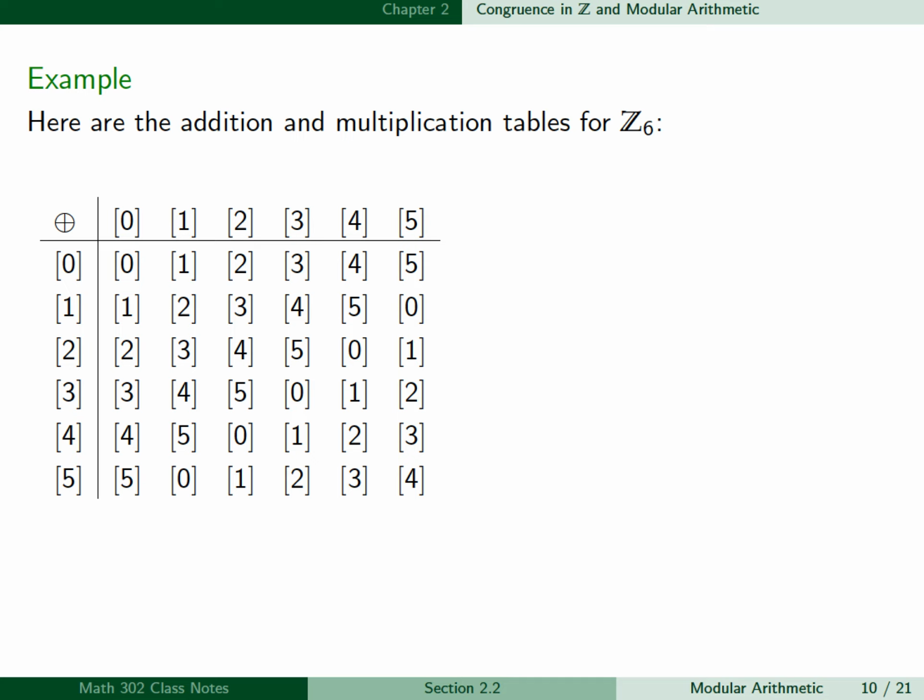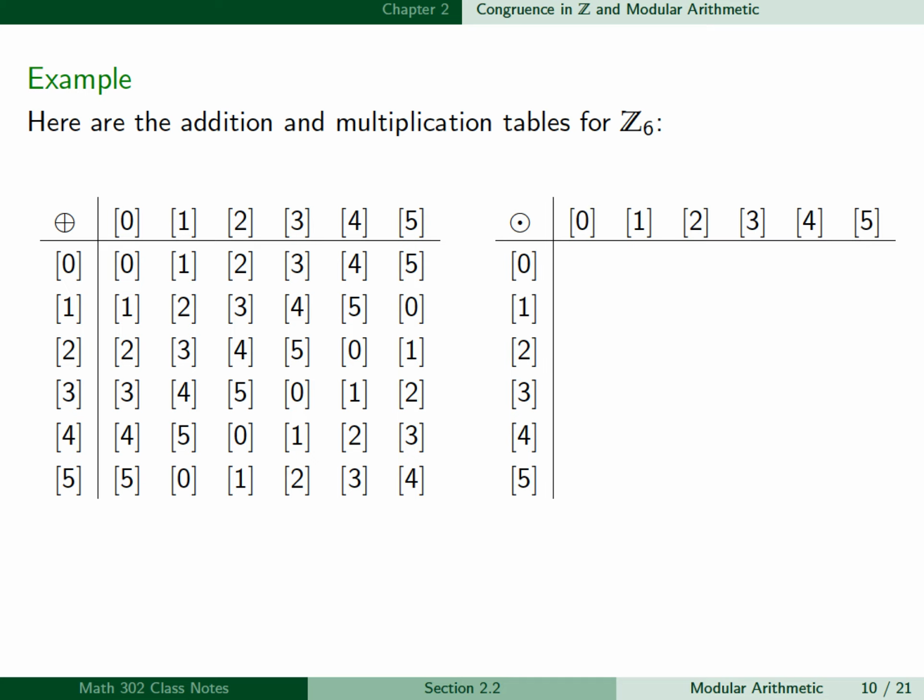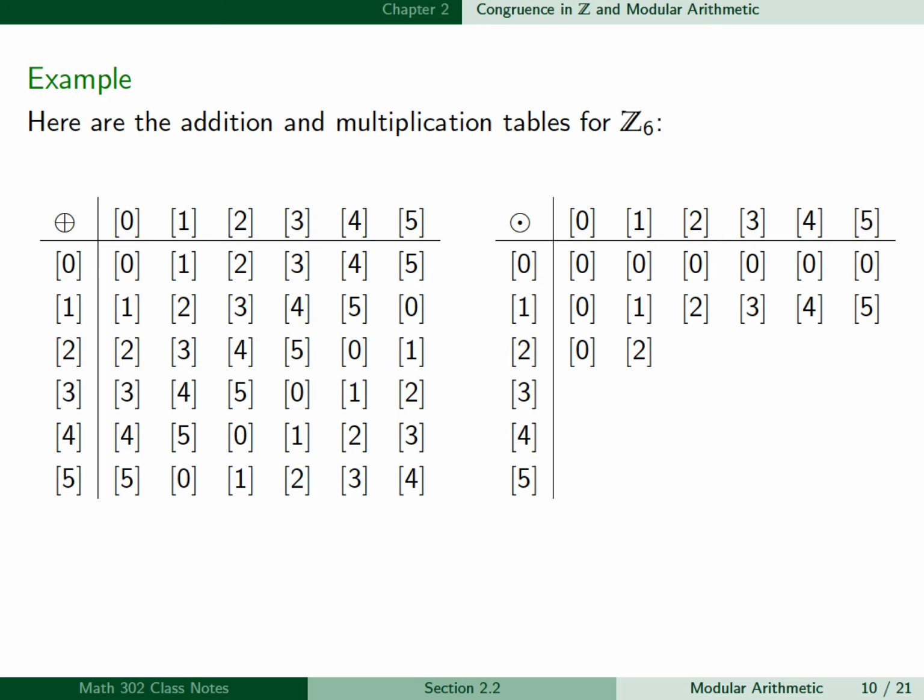And then our multiplication table for Z6. So our first row will all be zeros. Second row will be the original elements. And then we have 2 times 0 is 0, 2 times 1 is 2, 2 times 2 is 4, 2 times 3 is 6, which is 0, 2 times 4 is 8, which is 2, and 2 times 5 is 10, which will be the same as the class of 4.